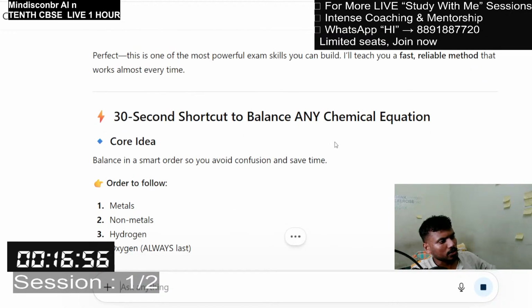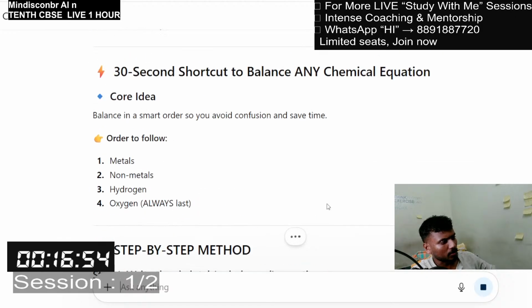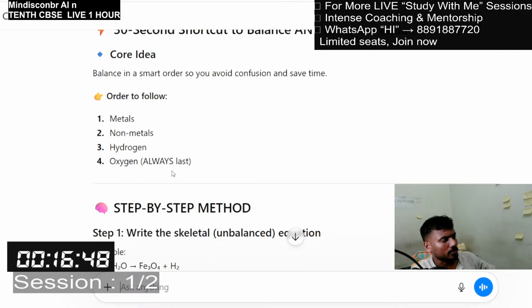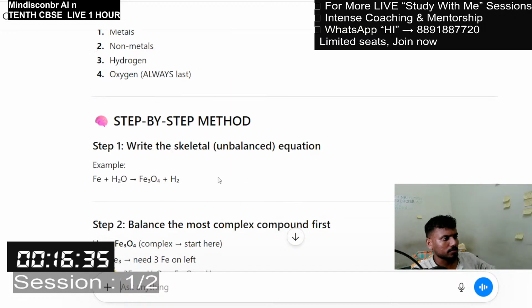30-second shortcut to balance any chemical equation. Core idea: balance in a smart order so you avoid confusion and save time. Order to follow: metals, non-metals, hydrogen, oxygen. So always start balancing metals, then non-metals, then hydrogen, and then oxygen.